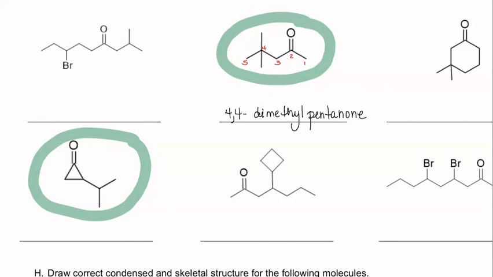Let's do the cyclic ketone. It is a triangle. Whenever you're ready, put it in the chat. Great job, Dominique. Vanessa, we just have to fix the parent chain. Great job, Maria.